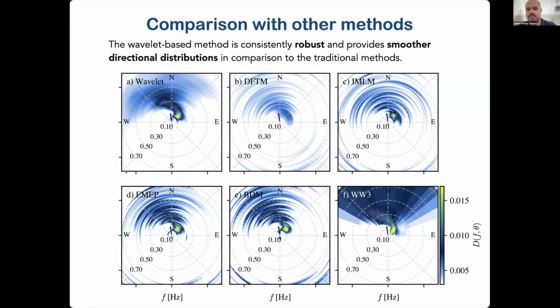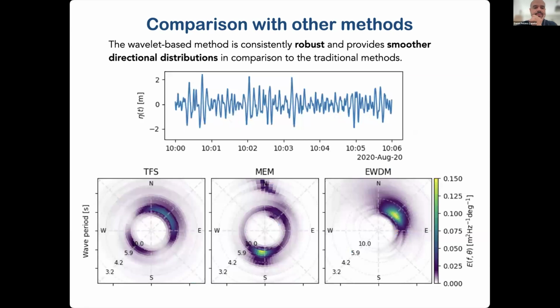This kind of thing does not happen in the wavelet method. So another example, for example, here we are taking a time series that looks like this. The TFS, which is the truncated Fourier series, same as I showed before, is predicting waves, the main waves traveling northeast, but at the same time, waves with the same direction, with the same frequency, traveling backwards.